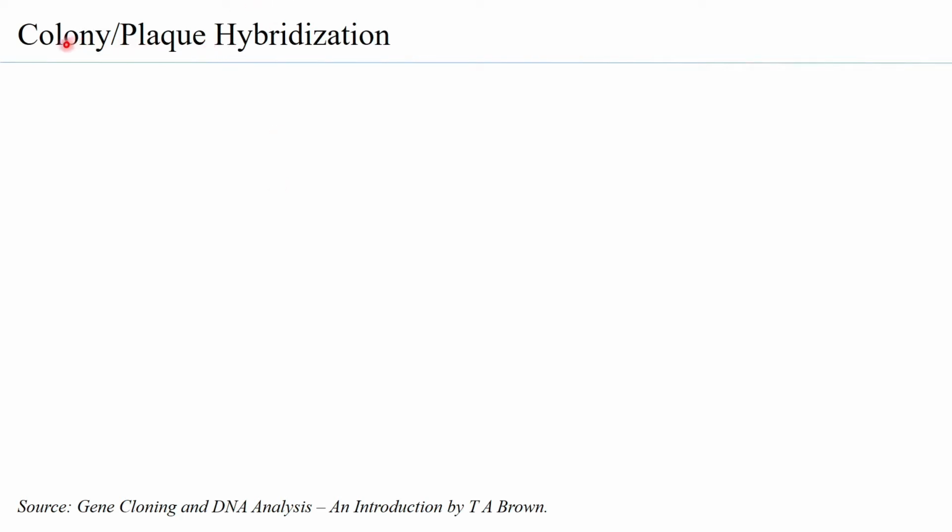So if you have 100 colonies in a master plate, out of the 100 colonies you need to identify which is the colony that has the gene of your interest. That is what is called colony hybridization, or plaque hybridization. Say for example, this is a master plate containing a library of clones. For ease, let us consider that there are only two colonies.